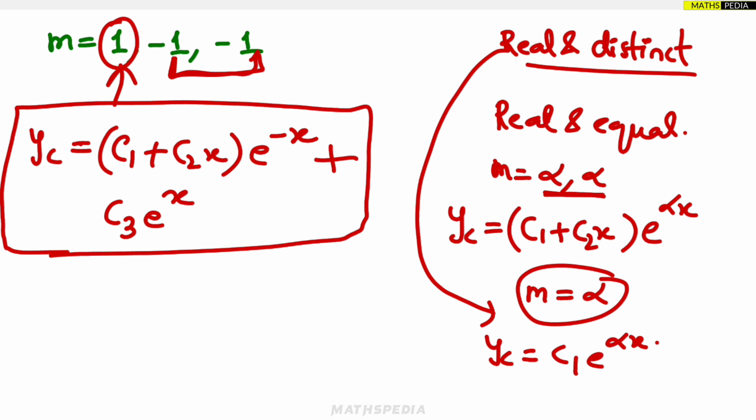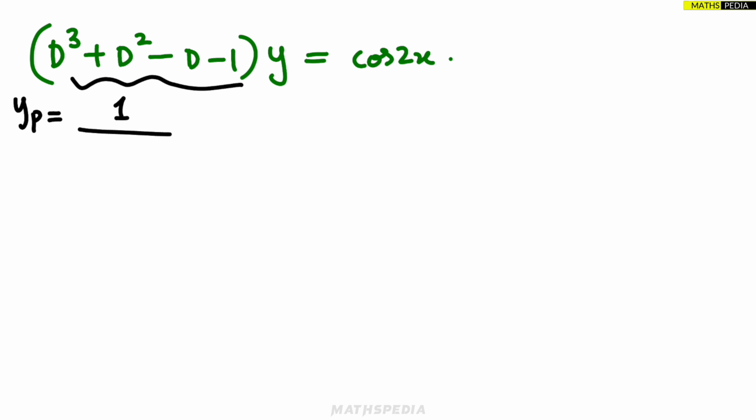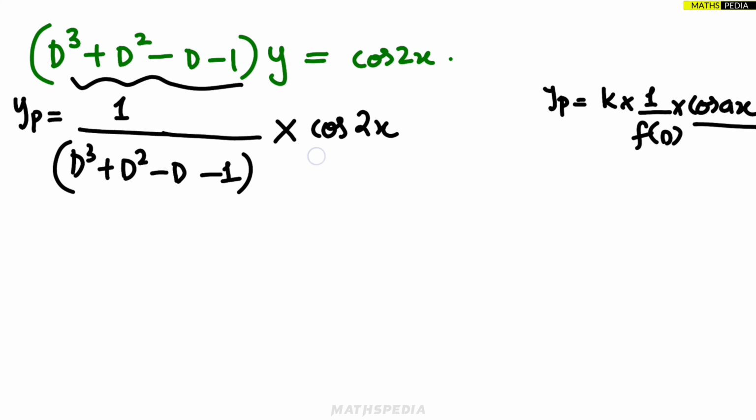So this is the yc value. Okay, remember that. Now we have to go for yp. So how to proceed with yp? So yp is given as directly 1 divided by whatever is there inside the bracket, d cube plus d square minus d minus 1, into RHS side cos 2x. Simple. So how to write yp value? yp value is nothing but k into 1 divided by function of d into cos ax. Since here cos ax is nothing but cos 2x, k value is nothing but the coefficient of cos ax. It is nothing but 1, so no need to multiply here, right? So this is the function cos ax.